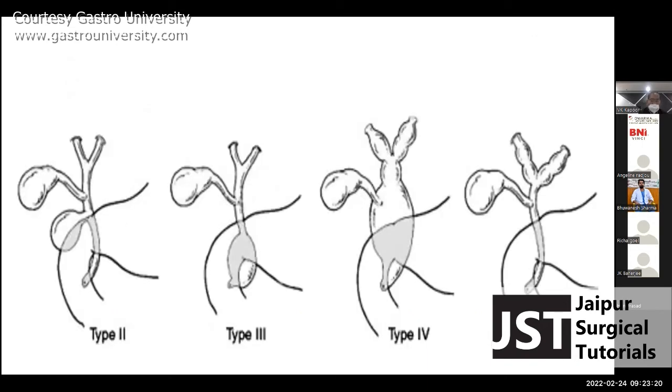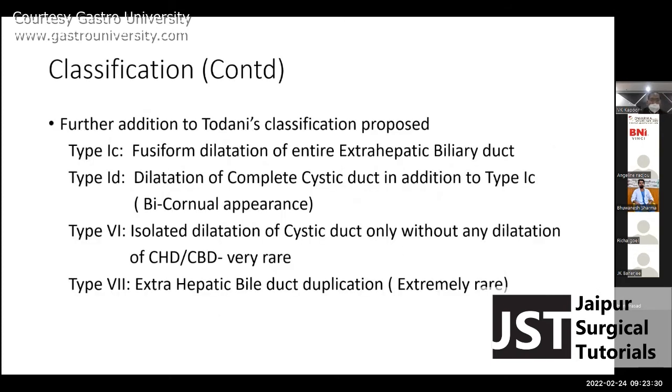The types of type 2, type 3, diagrammatic representation of various types of biliary duct cysts. With the advent and findings of some other rare types of cyst, anatomical variations in the cyst, further addition to Todani's classification has been proposed.